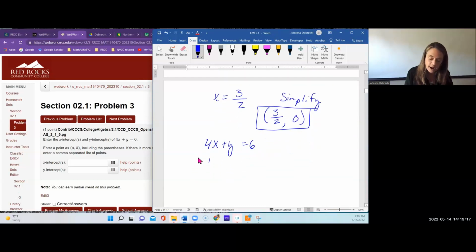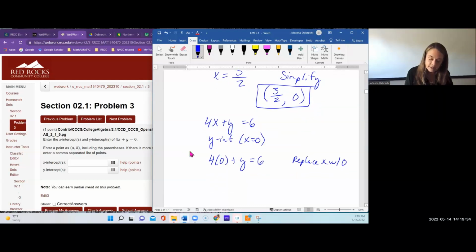Now we're looking for the y-intercept. So the opposite team gets the ball, which means x is 0. We're going to replace x with 0 and write out the equation. Then we will simplify. This gives us 0 plus y equals 6. We want to isolate and solve for y, and that means that we get y equals 6.